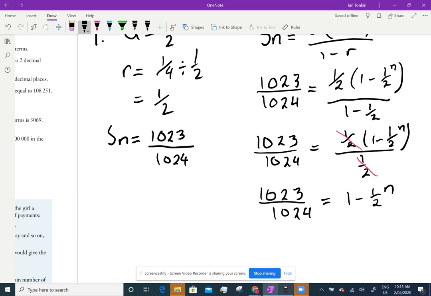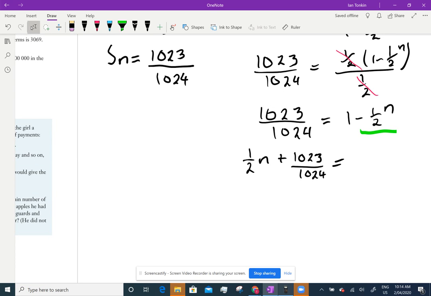Now I know that you guys are used to negatives, but I'm just going to take that minus a half to the n and add it over here. So I get a half to the n plus 1023 on 1024. And I've got 1 on this side. Now I'm going to subtract this, leaving a half to the n.